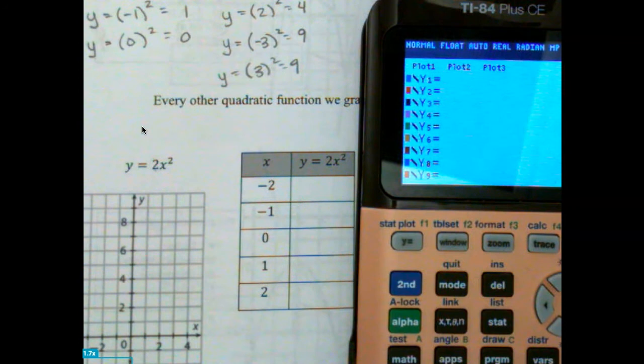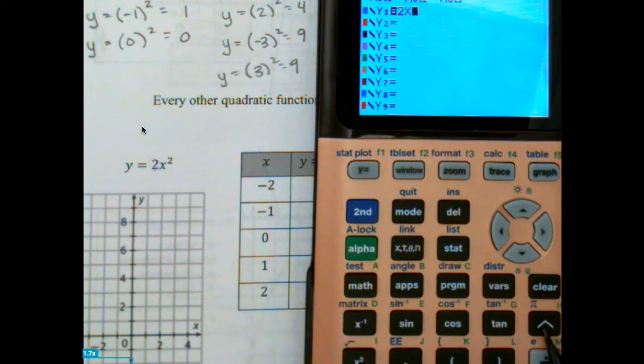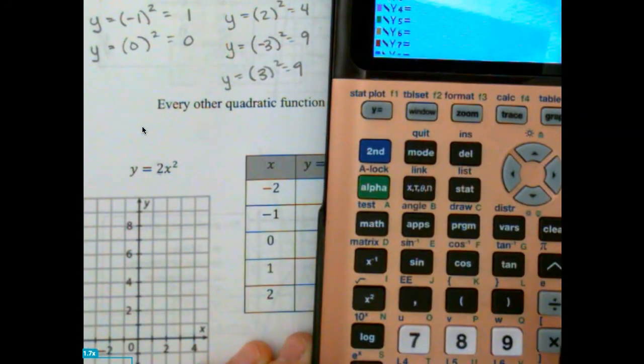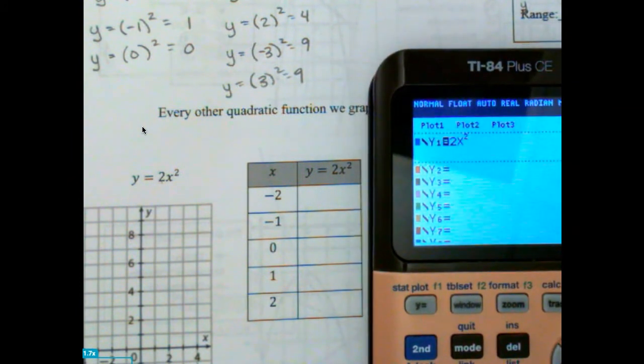My function is 2x squared, so I'm going to type in 2, and then I'm going to hit the variable button, which is right here. It looks like X,T,theta,n, and when you press that, it's going to pop in an x. Then you need to do a squared, and to get a squared, you can hit the little tent button here. That's going to pop up an exponent, and then you just hit the number 2. So I type in the equation just like it looks.